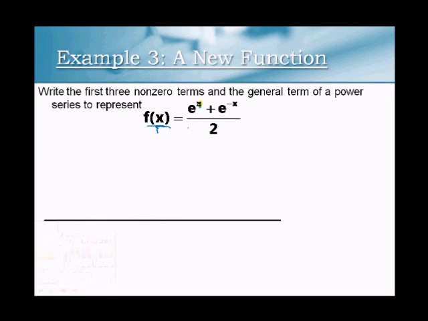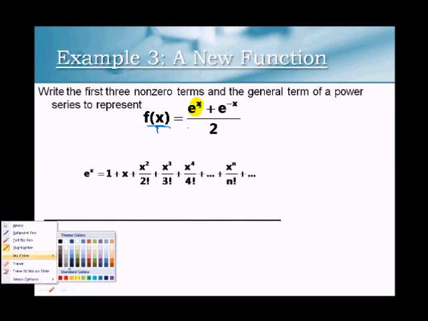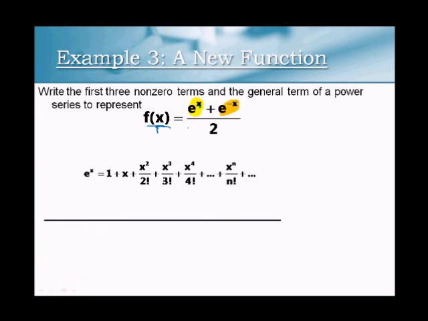So for example, it looks like the first part of f of x is a familiar function, e to the x. Well, I already know a Maclaurin series for e to the x, so why don't I write it? e to the x is 1 plus x plus x squared over 2 factorial plus x cubed over 3 factorial plus x to the fourth over 4 factorial, etc., etc. And actually, using the techniques we developed in the lesson today, I can find a Maclaurin series for e to the negative x really quickly.